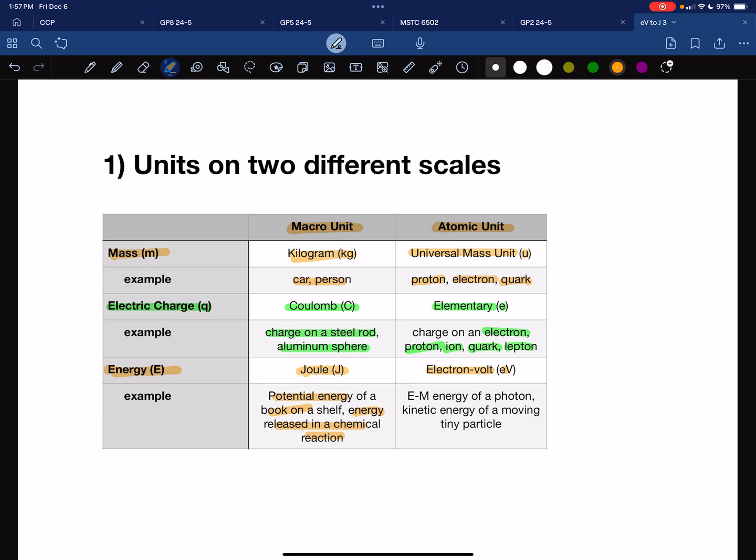So examples of things measured in electron volts might be the electromagnetic energy of a photon. It might be the kinetic energy of a moving particle that is extremely tiny, like a neutron or a proton or some other kind of very, very small atomic or nuclear particle.